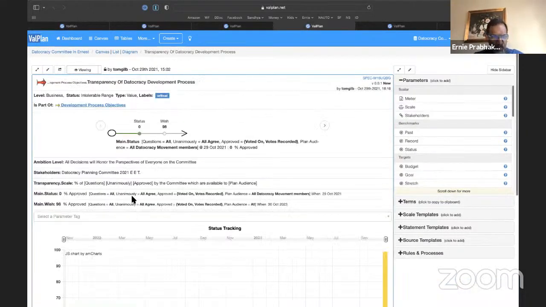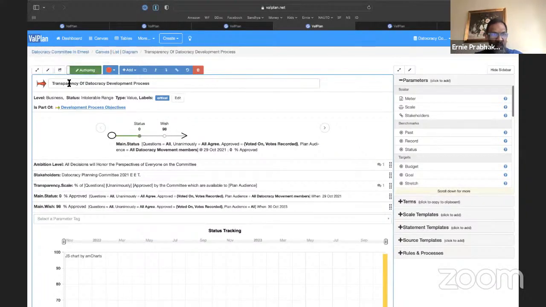And then there's an ambition here. I wonder if this is editable. We're in viewing mode here. Oh, this is authoring mode, okay. So I could change this to inclusivity.